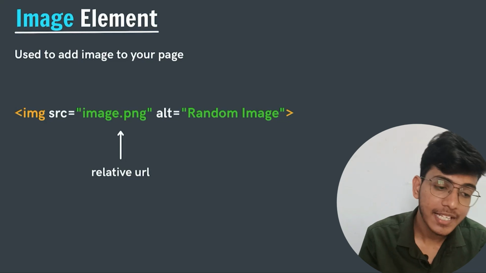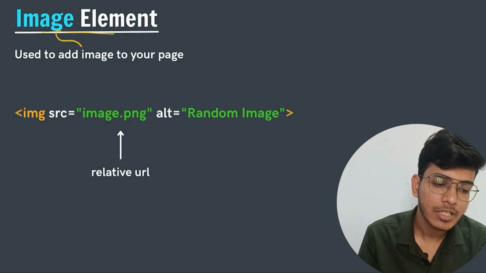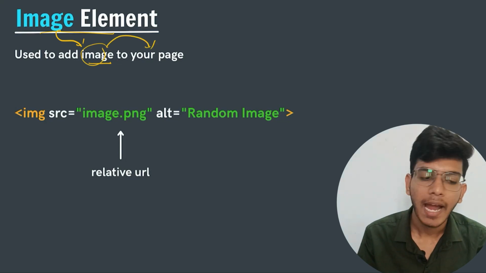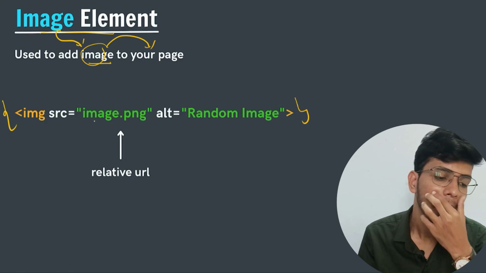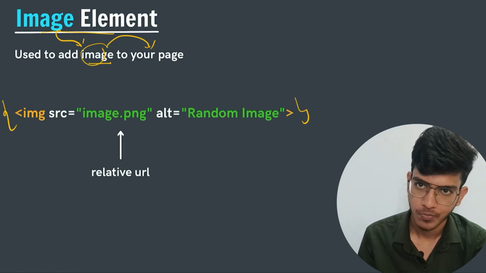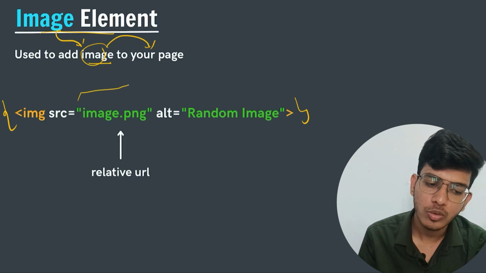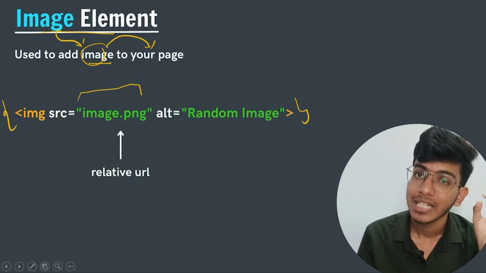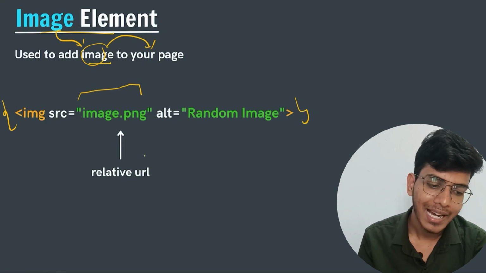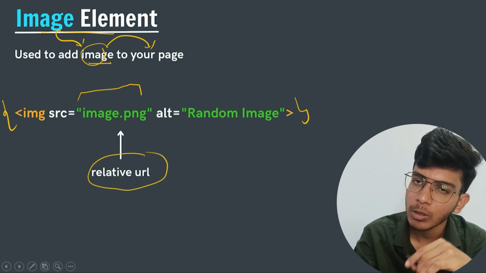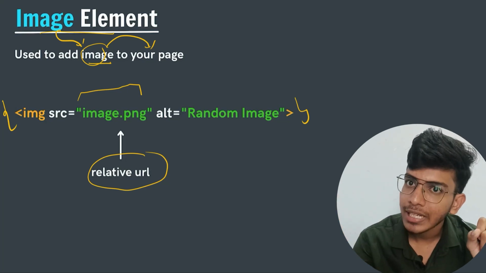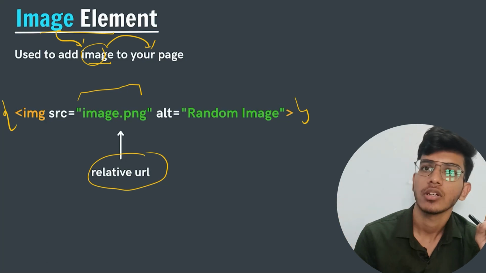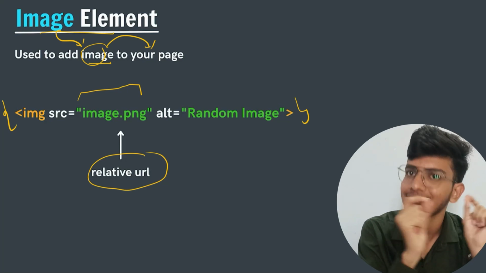Now let us talk about the image tag. The image element is used to add an image to your page, and the tag of the image element is represented by this. Here first of all I will write img and src equals to whatever image you have downloaded, give the link of that image, and this is a relative link. What I mean by relative link is that in your folder you will have the image and you will give the name of that image in the src attribute.